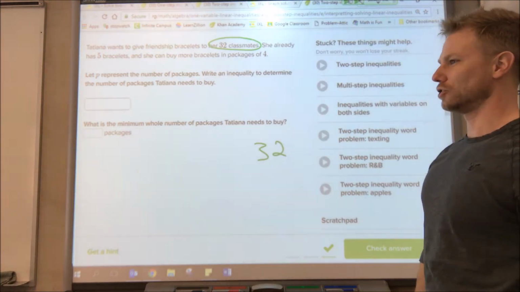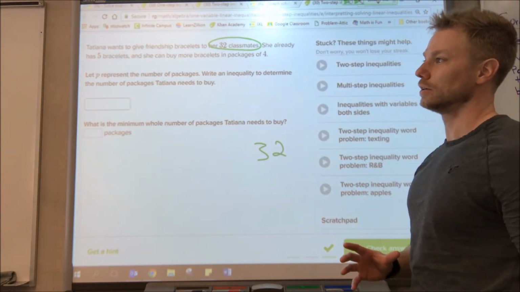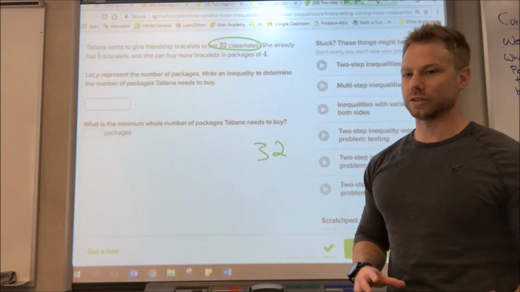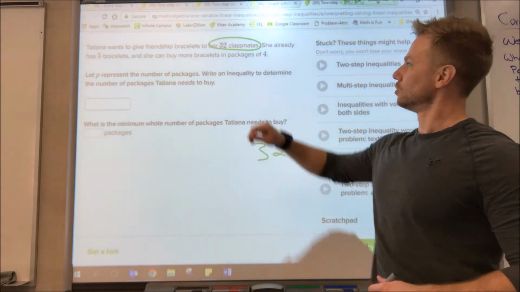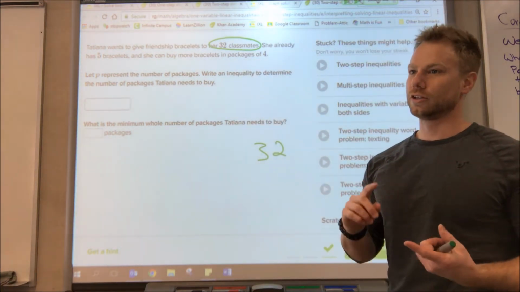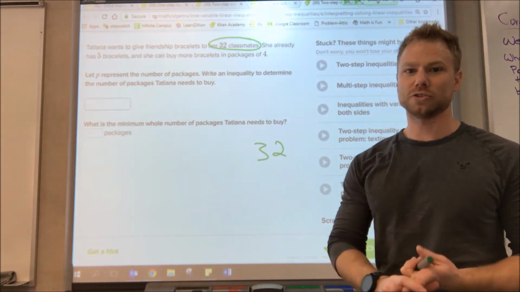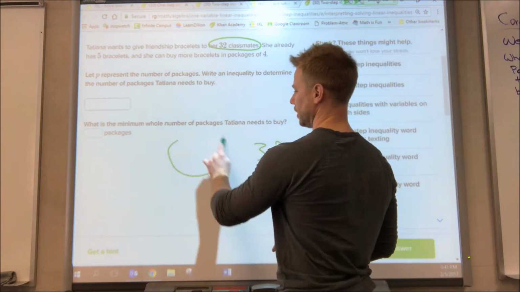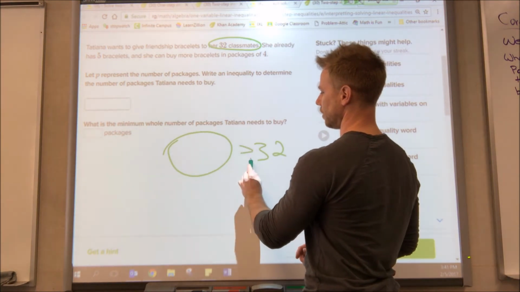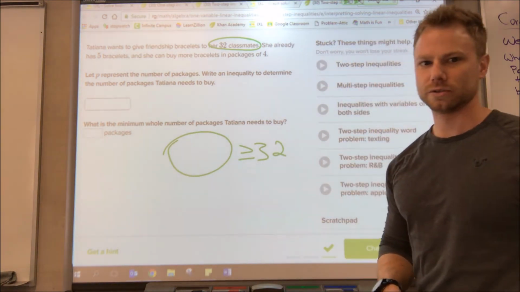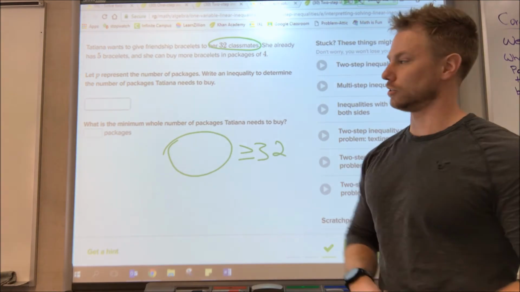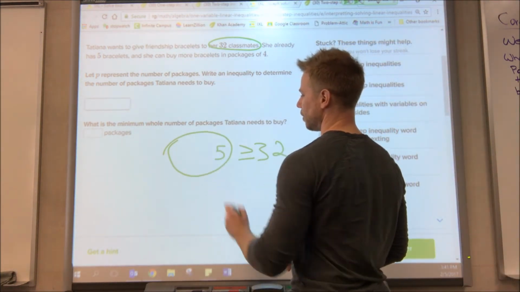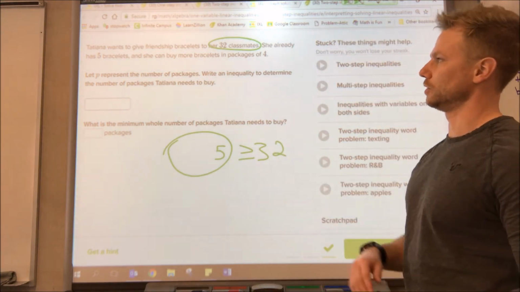Then we want to think, could she have more than 32 or less than 32? Could she have equal to 32? Okay. She has 32 classmates, so she could have more, but she also could have exactly 32. So whatever makes up our total over here could be greater than or equal to 32, because all she needs is 32. She already has 5, so that's going to be part of what makes up our total of 32.